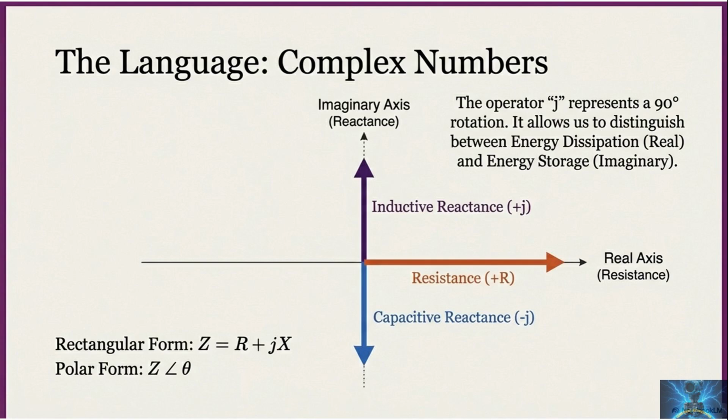The language, complex numbers. Complex numbers give us a clean way to separate the two behaviors. Resistance is on the real axis. That's energy dissipation. Reactance is on the imaginary axis. That's energy storage. Inductive reactance points in the positive imaginary direction, and capacitive reactance points in the negative imaginary direction. This is how math keeps friction and inertia from getting mixed up.